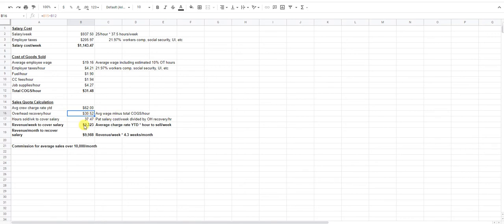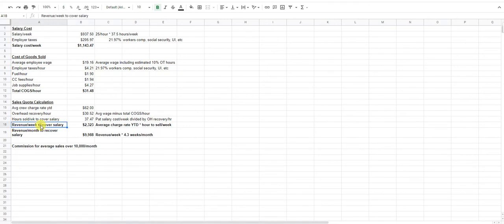So this is what's left over to cover the salary of the salesperson. Because when he bills out, assuming he gets this charge rate, there's this much left over that's going to go towards recovering his salary. So what I did here is you take the salary cost per week and divide it by the overhead that we're recovering per hour. So he has to sell 37.47 hours per week just to cover his salary. So to reverse that out to make that more clear, we're taking 37.47 times 30.52, which is equal to his salary.